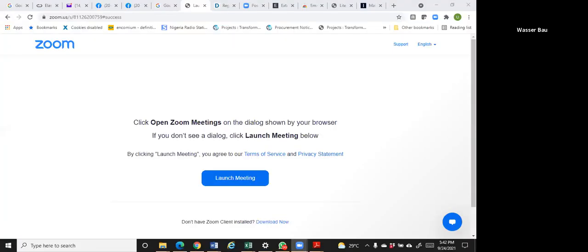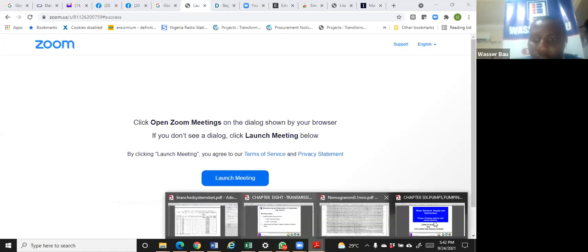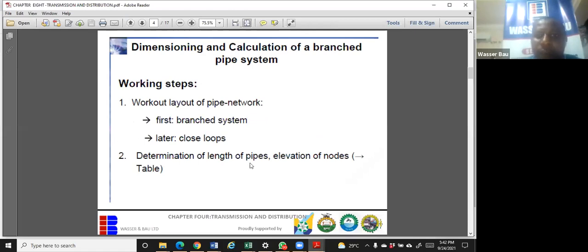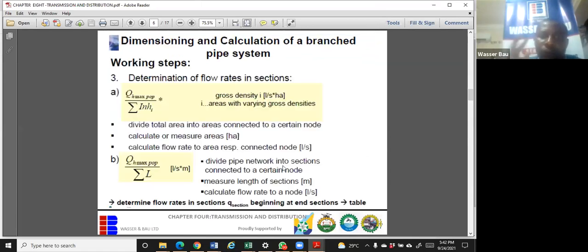So now the steps we have done so far: number one, we work out our network, we determine the length and the elevation of the pipe of nodes. Then we determine the flow rates in each section. Remember, we did that. Yes. Yes, we did.